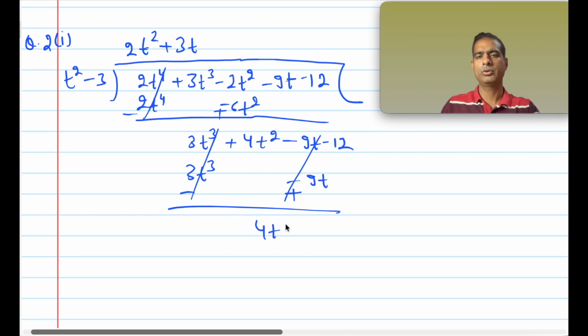Now it is 4t square minus 12, and the divisor is t square. So I have to multiply by 4. So 4t square, and minus 3 into 4 is minus 12. So it will cancel out.